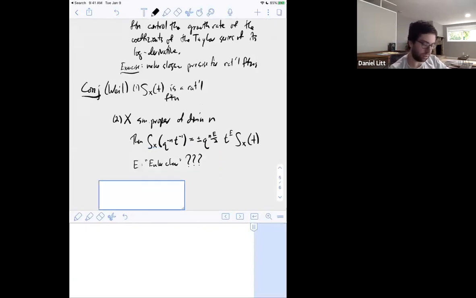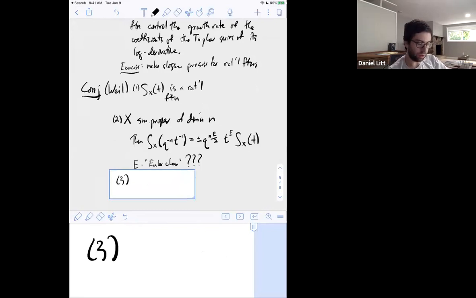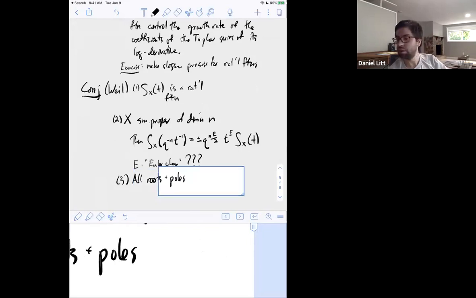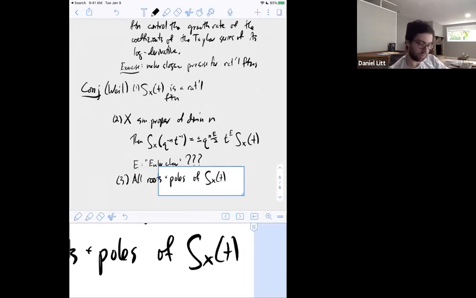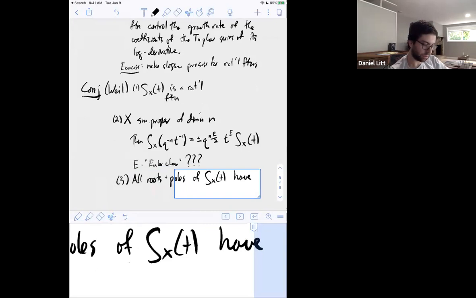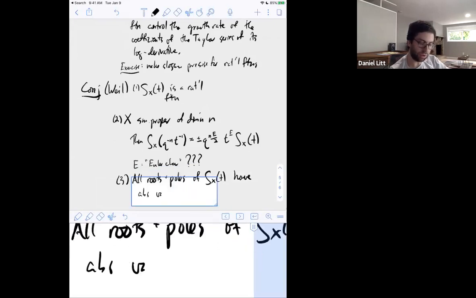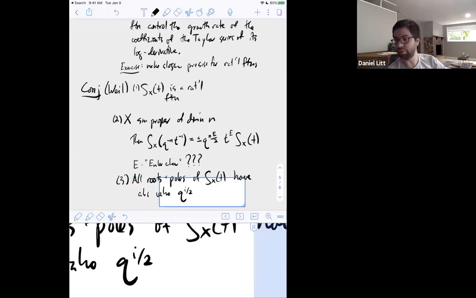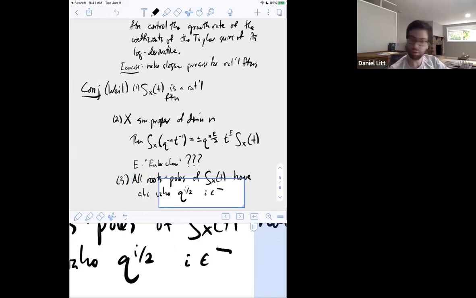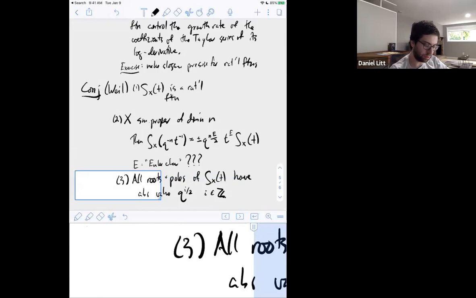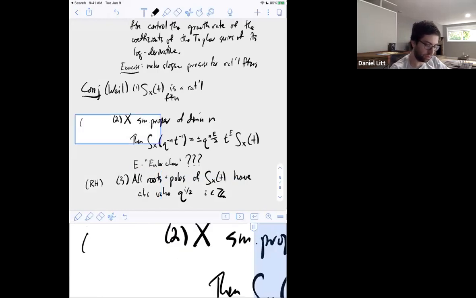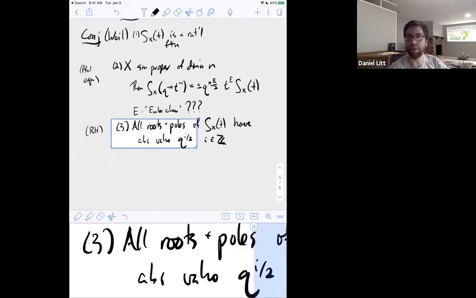Okay, so part 3 is that all roots and poles of zeta_X(t) have absolute value q^{i/2}. Here q is the size of F_q, the field we're over, and i is an integer. This is what people call the Riemann hypothesis, and the previous one is the functional equation. This is supposed to be true without any assumptions on X. It's just an arbitrary variety.